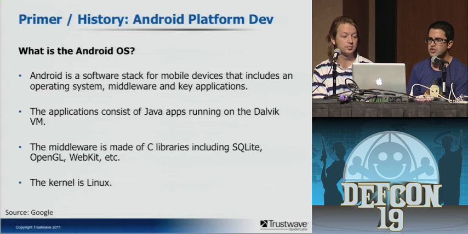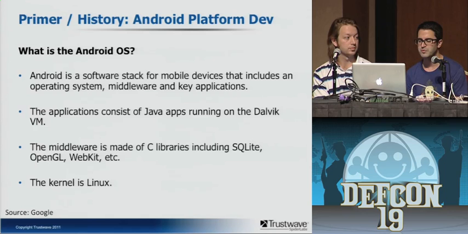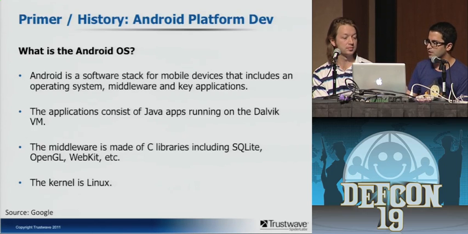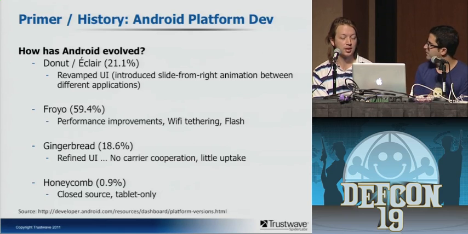So just to jump into a primer, we're not going to spend a lot of time here. I'm sure everybody knows what the Android OS is. How many people here have Android devices? Okay, well, it's going to be fun. Almost the majority of you raised your hands, so we're not going to spend a lot of time here. It's a software stack developed for mobile devices, and really, the kernel is Linux, and that's basically all we need to talk about here. And how has it evolved?